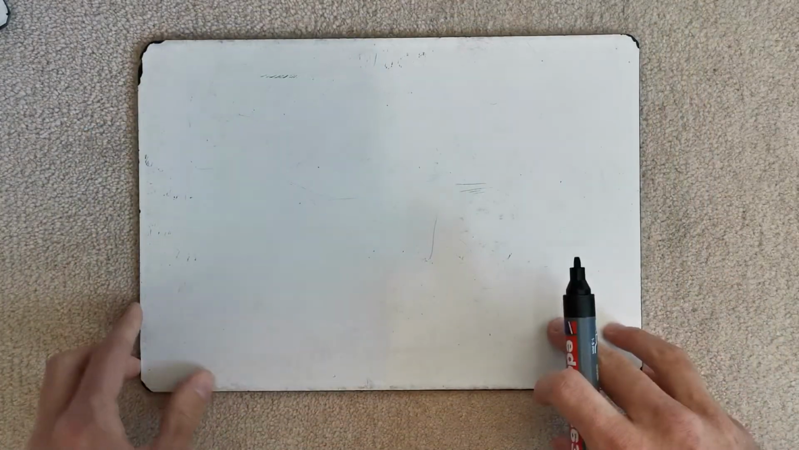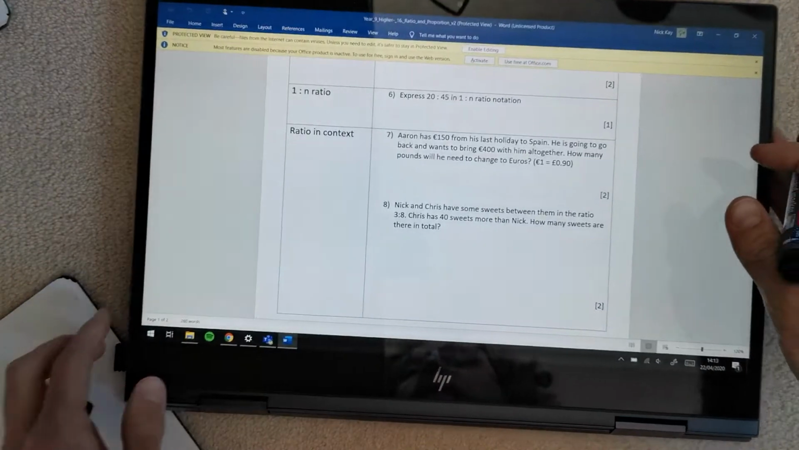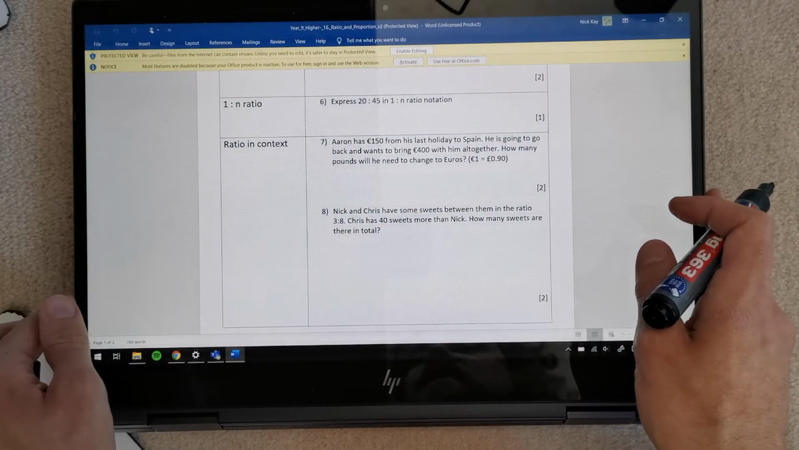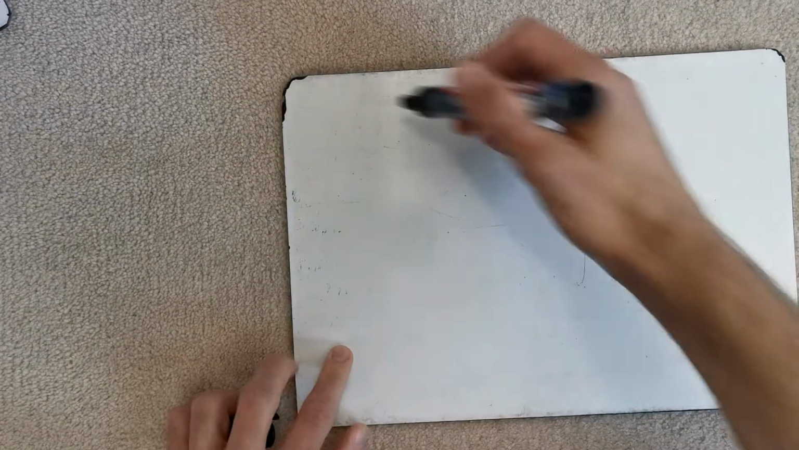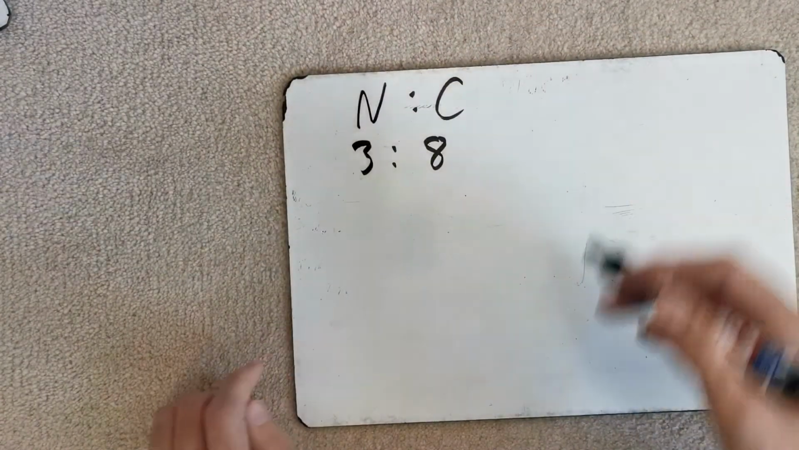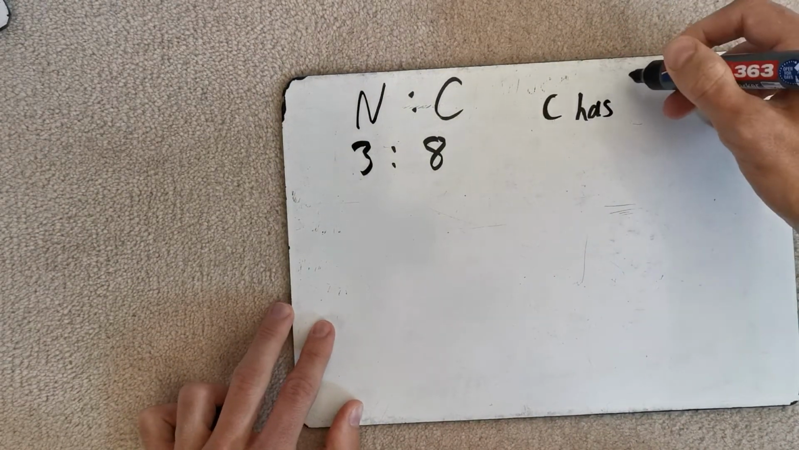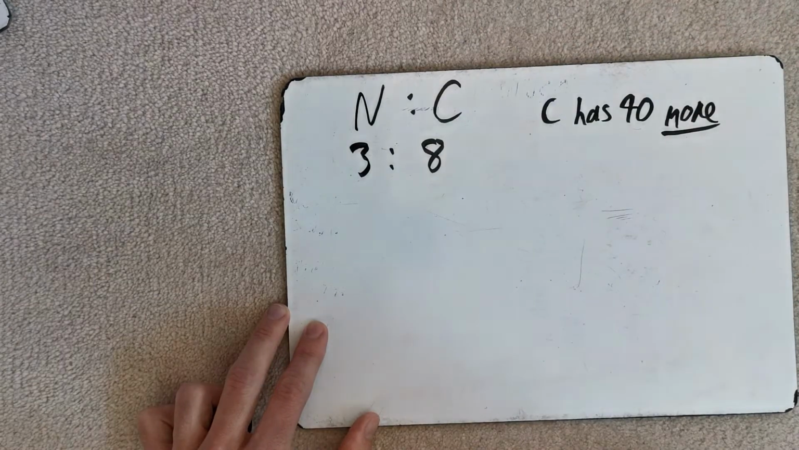Okay, next up, it says, let me show you actually. Nick and Chris have some sweets between them in the ratio 3 to 8. Chris has 40 sweets more than Nick. How many sweets are there in total? Okay, so we've got them in the ratio 3 to 8. Chris has, what was it, 40 more. 40 more. The key part here is the more.